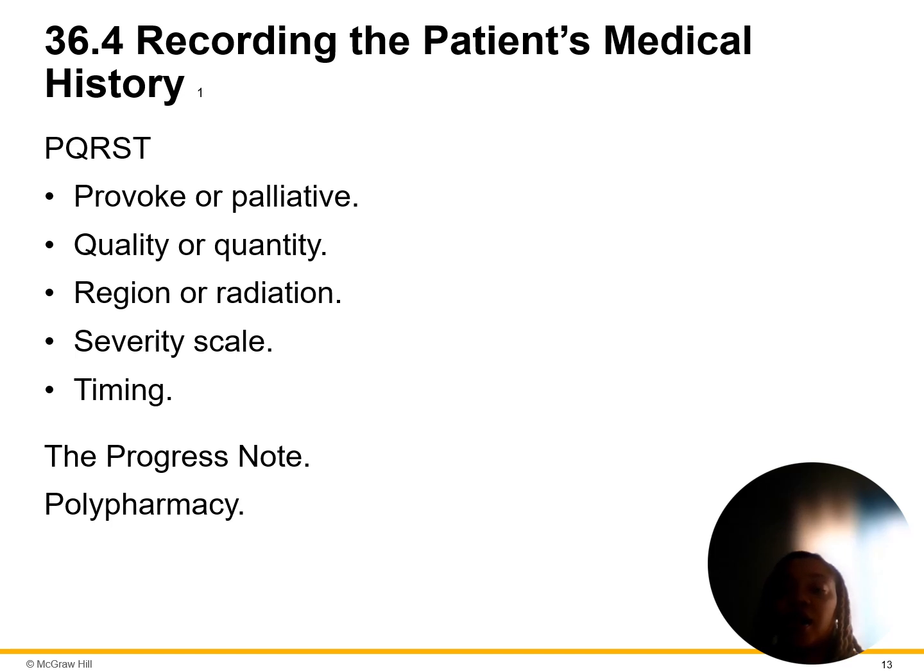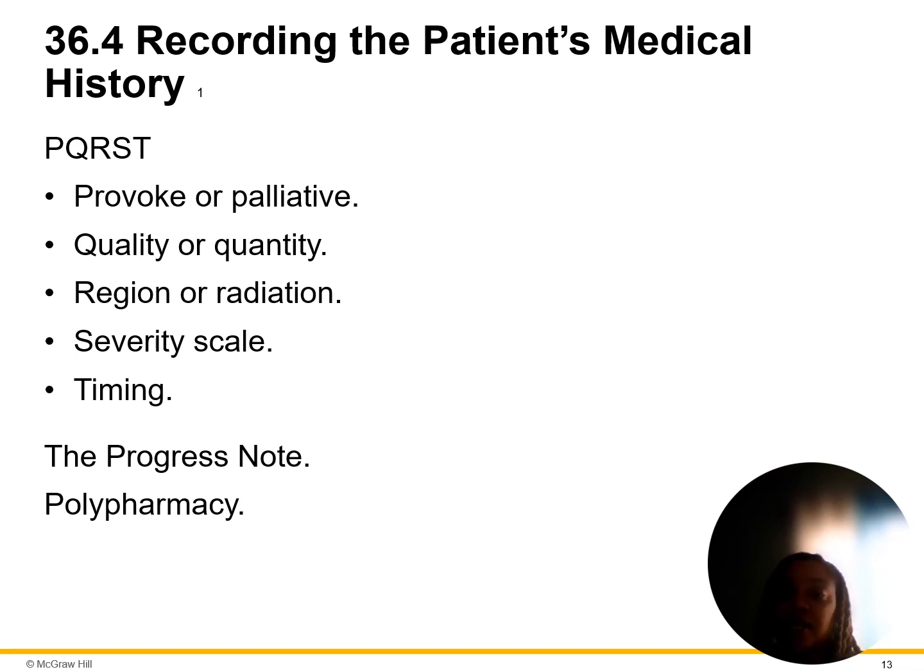Now, Q stands for quality, which talks about what does the pain feel like? Burning, is it sharp? Then the quantity is talking about time or how often things happen. R is dealing with radiation or region, like where is the pain located? And then S stands for severity, like how bad is it? And then T stands for timing, which is timing and triggers, letting you know when it actually came on.